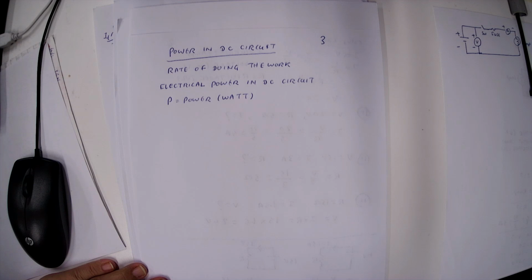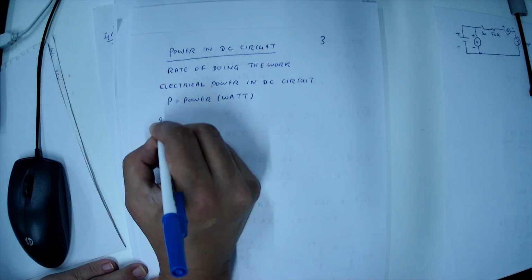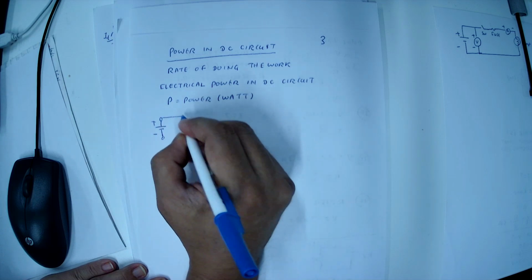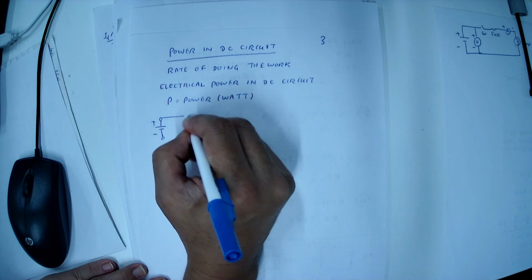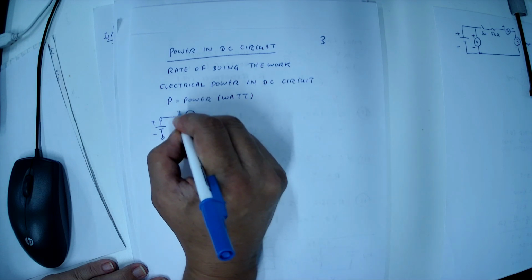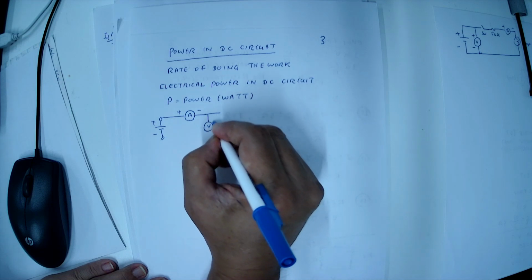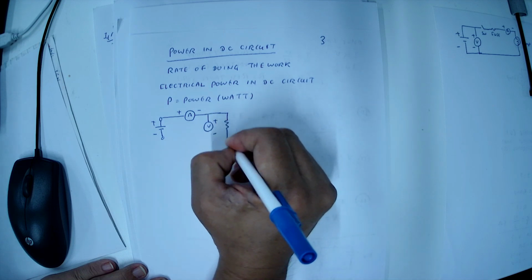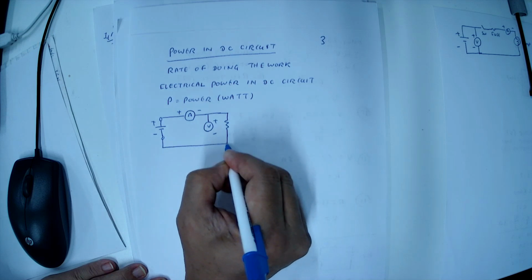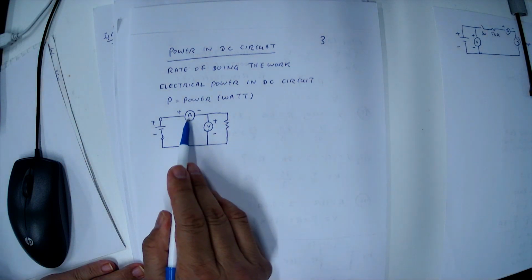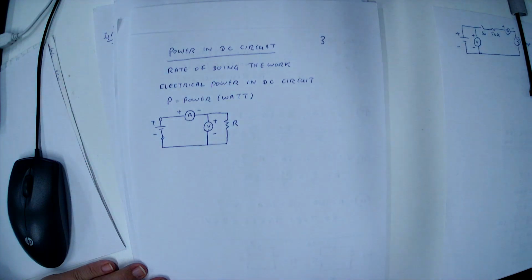Power can be calculated. If you connect the electrical circuit to a power supply, so this is the battery, positive and negative. We connect it to the power supply. We can measure the current by ammeter and voltage by voltmeter. And here we got the resistor. So this is the battery. We connect the battery to resistor R. Ammeter in series, voltmeter in parallel.